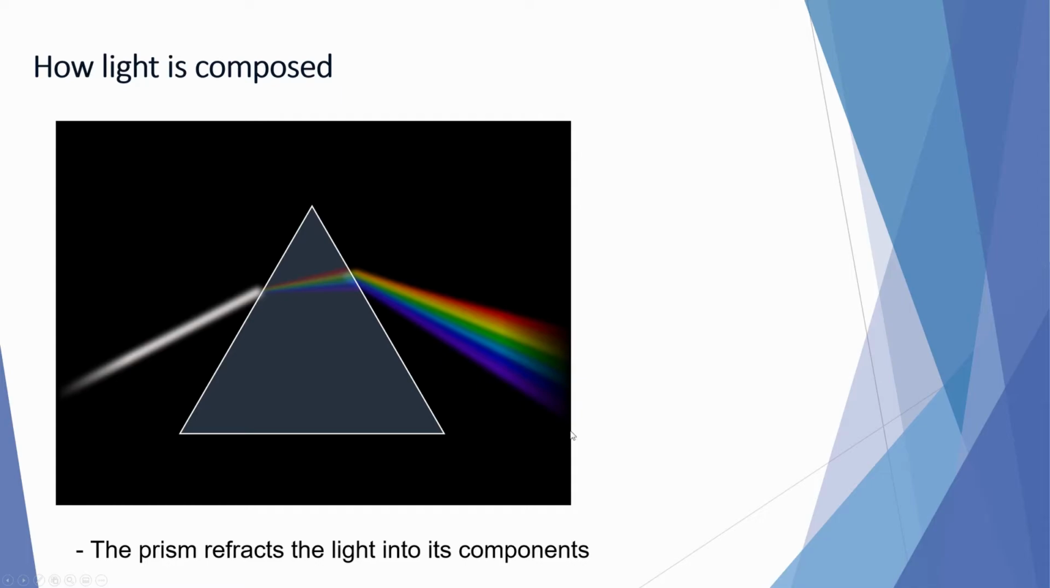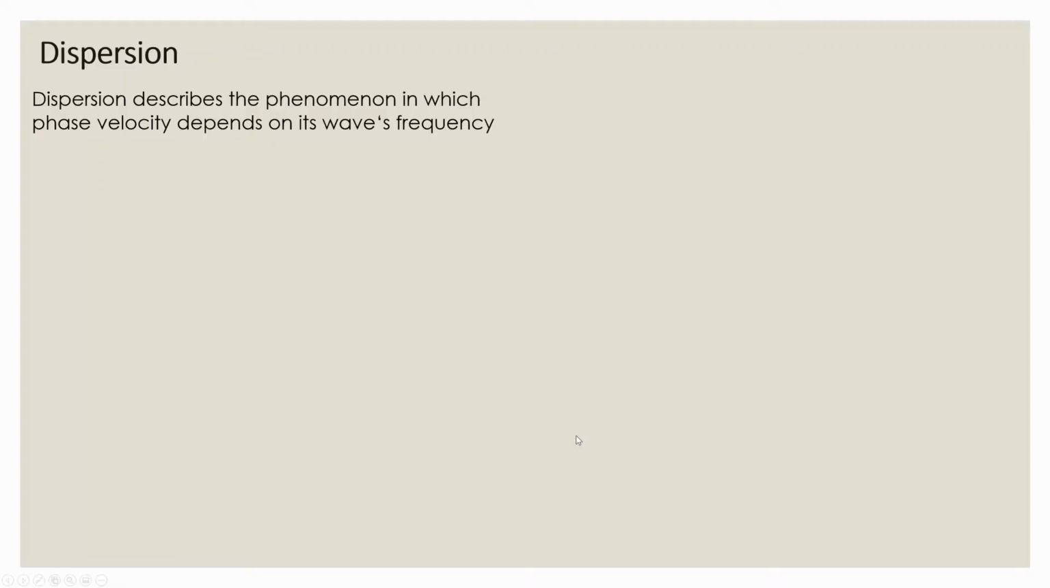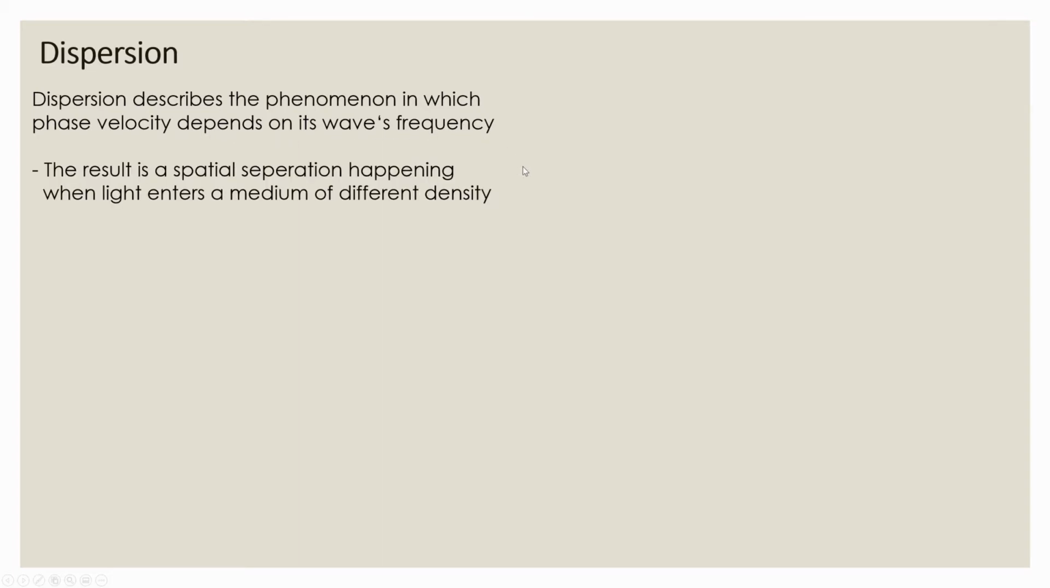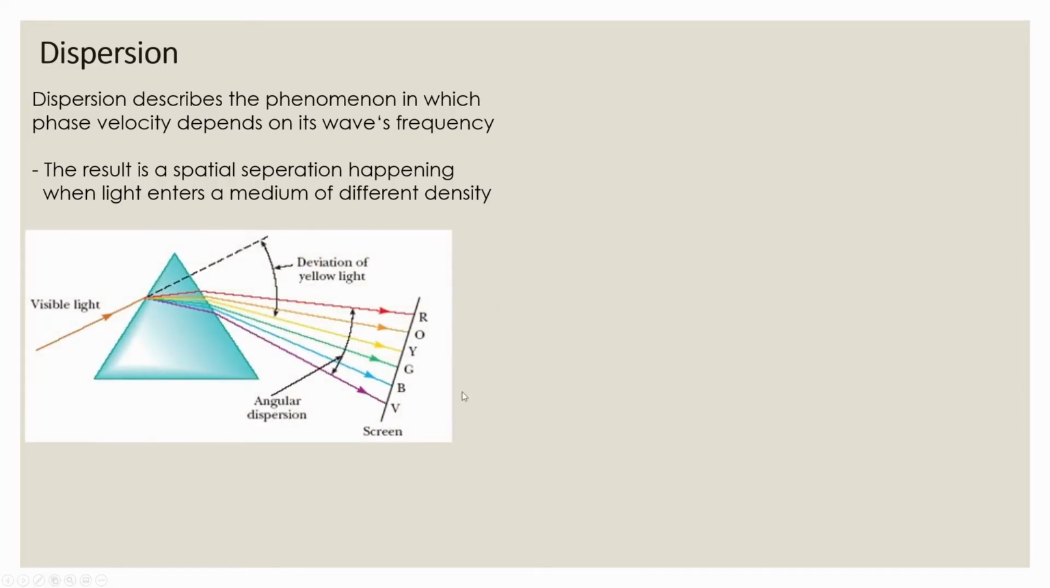As you can see, all the colors we perceive are present at the same time in light. How we see it is just a matter of how light gets refracted. The phenomenon which describes this is called the dispersion. Scientifically expressed, phase velocity depends on its wave frequency. The result is a spatial separation which is happening when light passes through a medium with a different density. As you can see here, violet and blue light is refracted more easily than red or orange light.